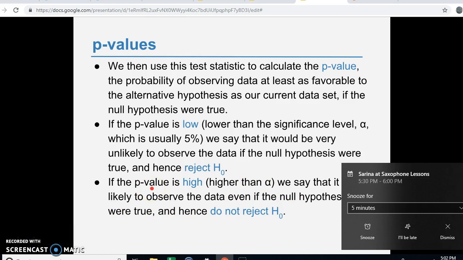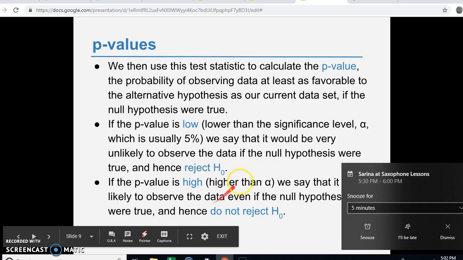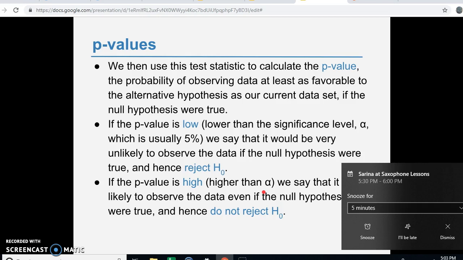Above alpha, we do not reject. Below 5%, we do reject. But that 5% could be different. Depending on how strict we want to be, we could set alpha to 2% or 1%. That's going to be more statistically rigorous if we say a p-value of 0.01. That means we're really, really sure that the data we found was not just due to the null being true.